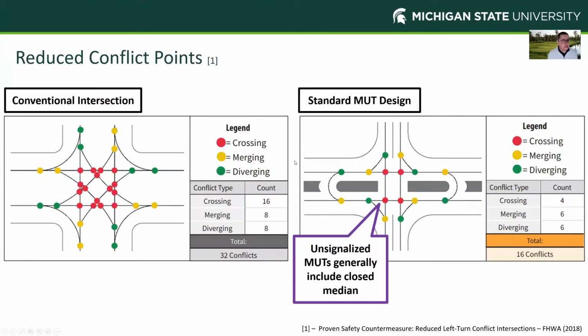Without diving too much into the prior literature, just theoretically, we would expect better safety performance with the MUTs because we're reducing conflict points. If you look at the figure on the left here, we've got a total of 32 conflict points at a conventional intersection. And on the right, the standard MUT design, we dropped that all the way down to 16, primarily by reducing the crossing related conflict points. Now, note, like I just showed, typically we're closing the median with the unsignalized MUT. So these four red crossing conflict points would also be dropped out. So just keep that in mind.